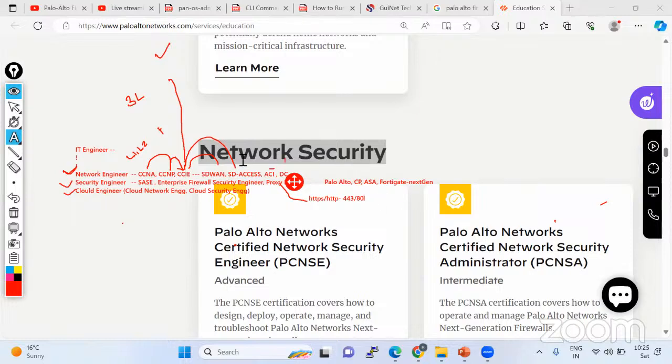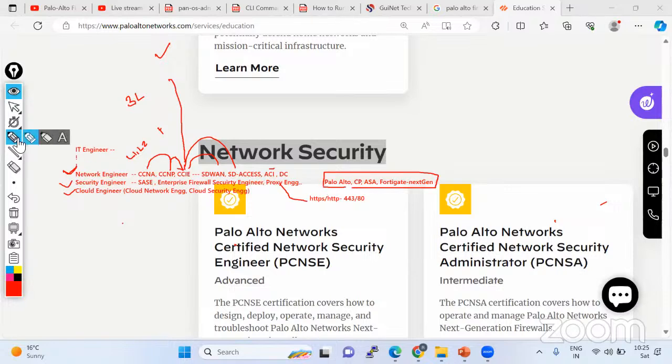Now, SASE architecture is the new concept, and this is the future. So if you are a security engineer who migrated from CCNA, CCNP legacy networking to security, you start your journey with Palo Alto, Checkpoint, ASA, and FortiGate firewalls. They are the entry point.